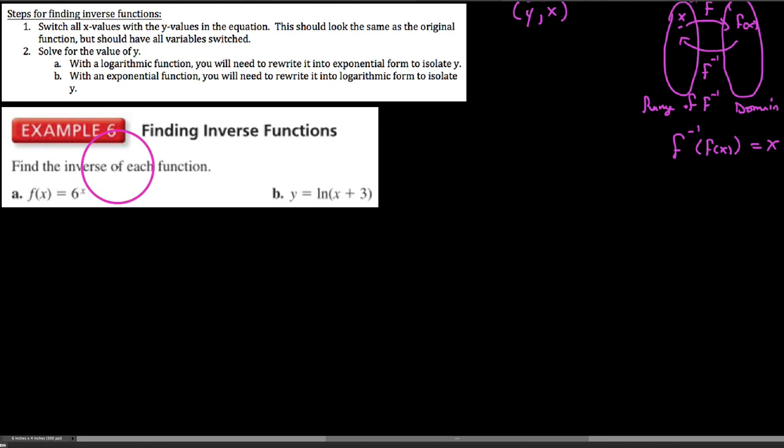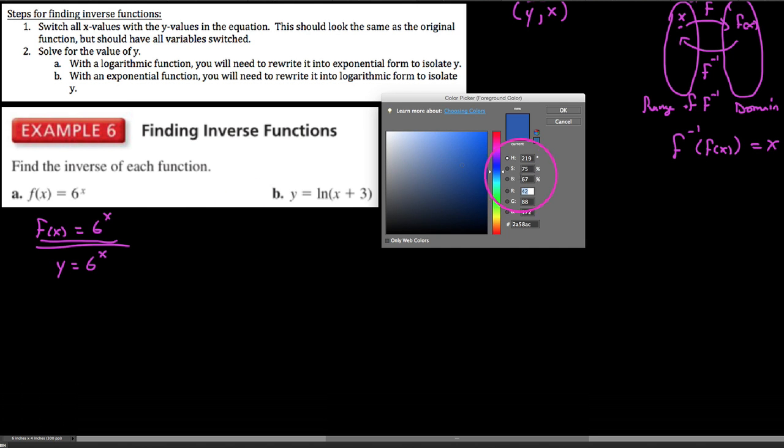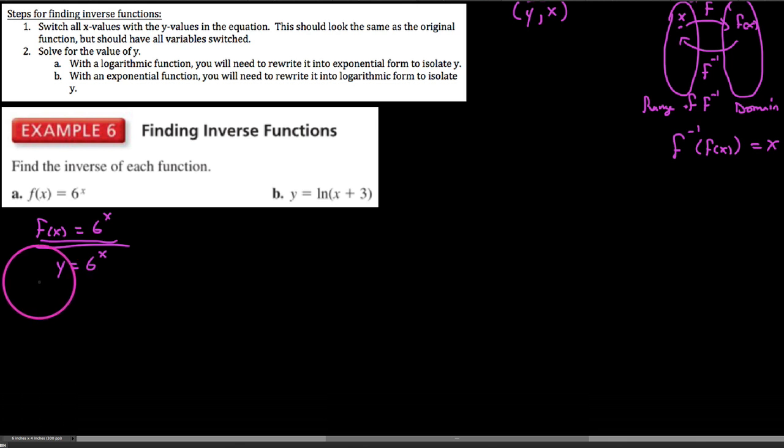Step number one, we have this inverse function here. It says find the inverse of each function. F of x is 6 to the power of x. First things first, I'm going to rewrite this in terms of y's and x's, because the very first thing we need to do to find the inverse is switch them. I'm going to change colors. Let's put this in red, because once I put this in red, it is the inverse.